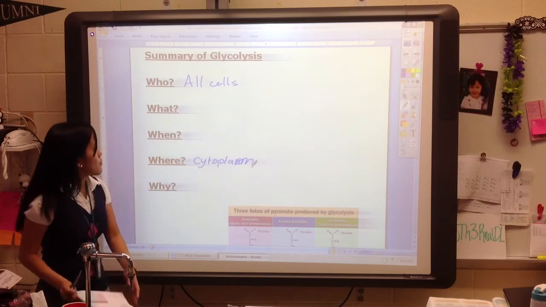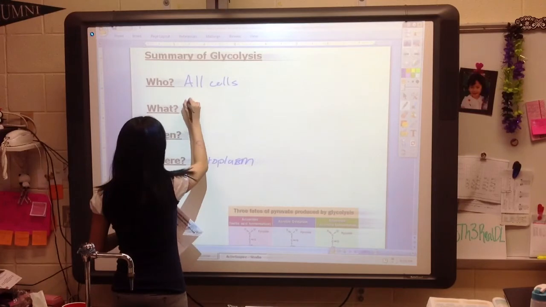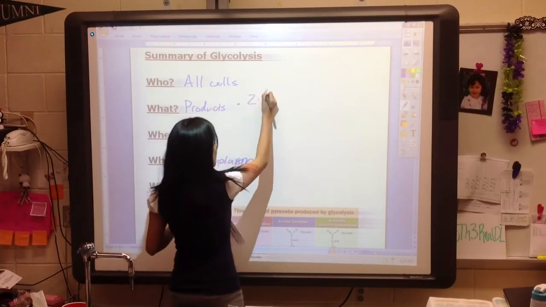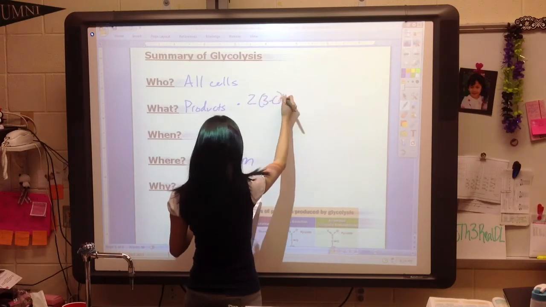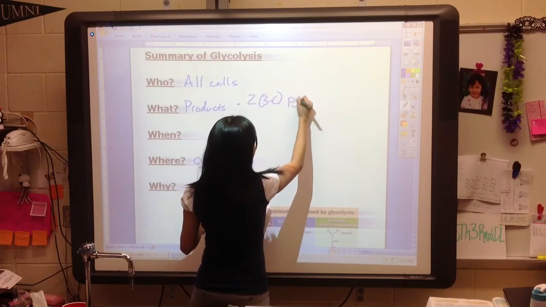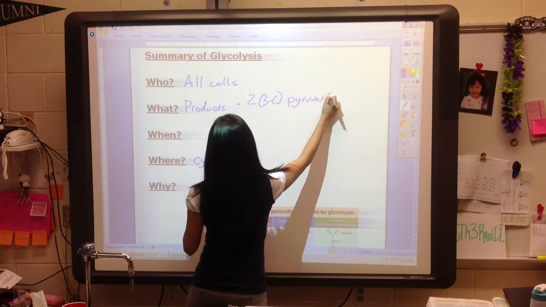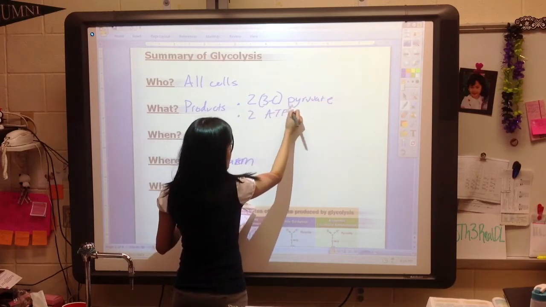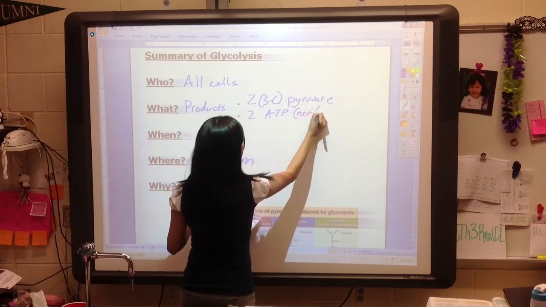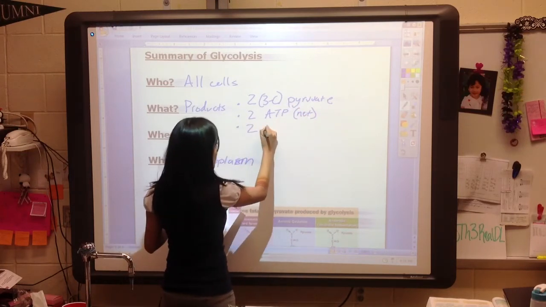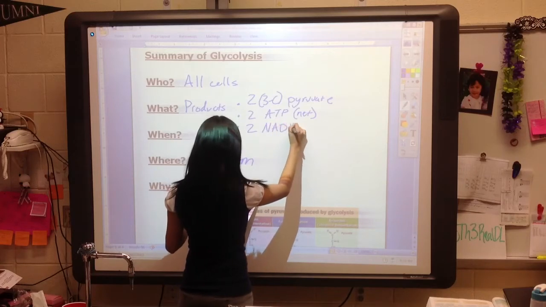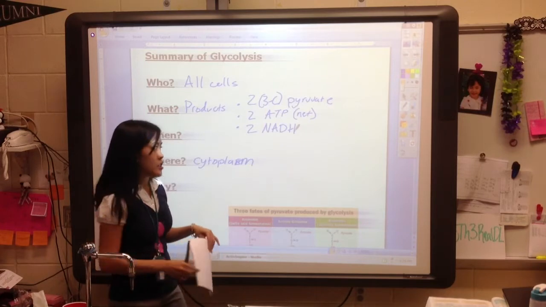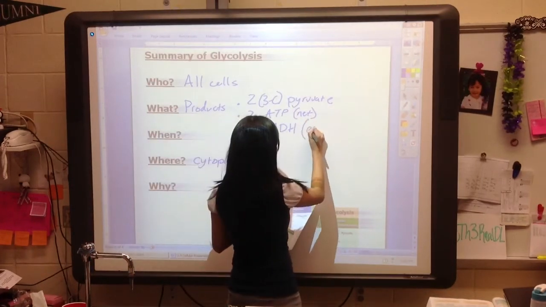Now, what did we end up making? We ended up producing our products. We ended up making 2 3-carbon molecules, or pyruvate. We made 2 ATP molecules, that was our net gain. And we also made 2 NADH molecules. One important thing to remember about NADH is this is our electron carrier.